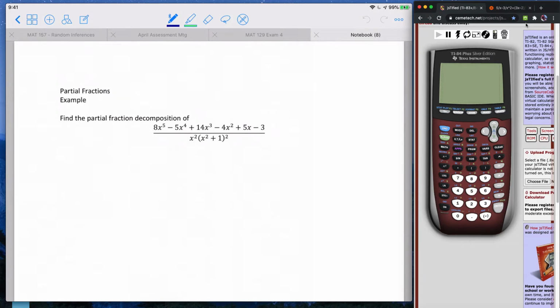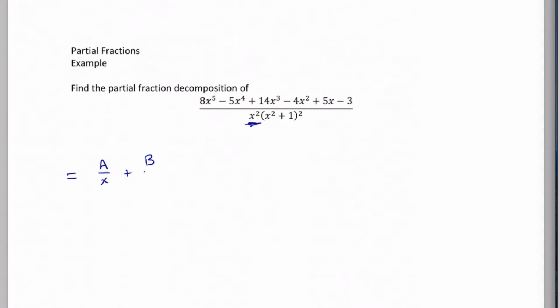First of all, this is a linear factor, and it has a power on it, so we're going to have to repeat that. So that tells me this whole thing would be equal to a over x plus b over x squared, right?